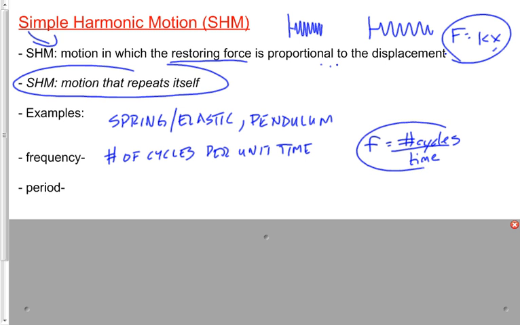Now, this equation is important, but it's not on your data sheet because it's really just a definition, right? The period is the exact opposite, literally the inverse of it. It's the time per cycle. So instead of F being equal to cycles over time, it's going to be T, big T, equal to time over the number of cycles.